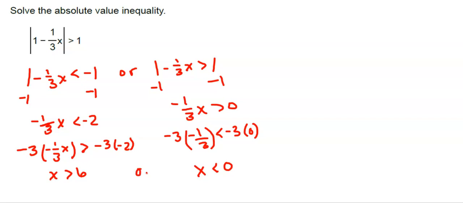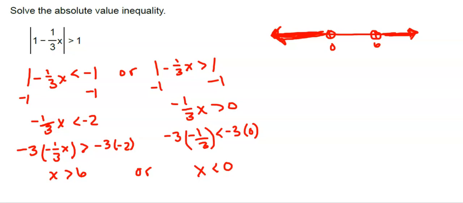So our solution is that either x is greater than 6 or x is less than 0. If we were going to graph that solution on a number line, we would say that x is greater than 6 would be all the numbers to the right of 6. And x is less than 0 would be all the numbers to the left of 0. And that can help us figure out what the interval notation should look like, because we've got two pieces on our number line to describe.